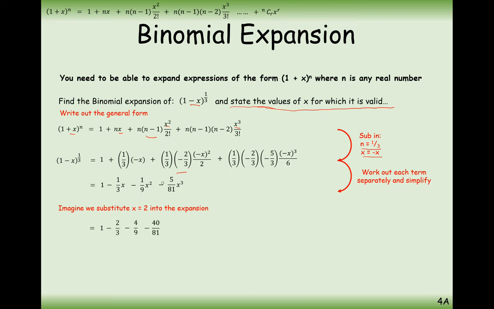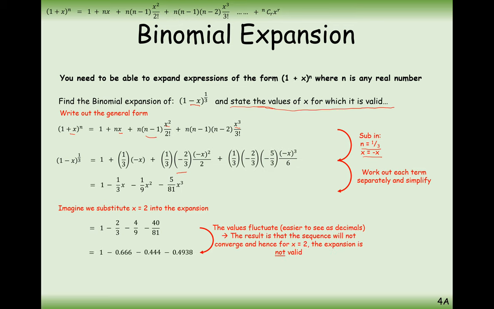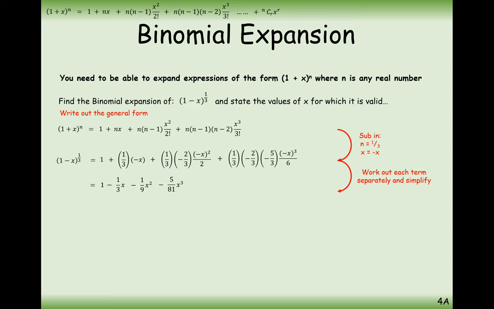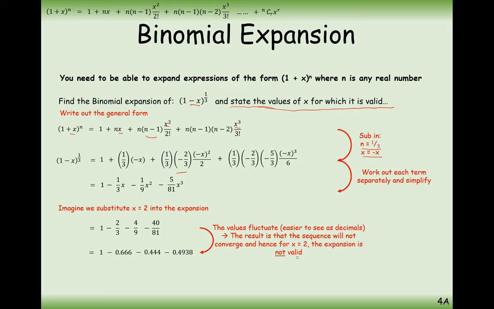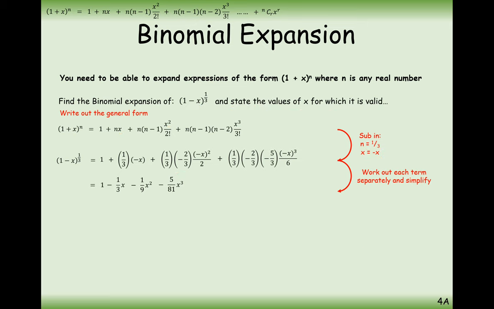it looks like this pattern of numbers here is going to continue up and up and up. And there's never going to be any point where it just starts to settle down. The higher powers of x are going to make the power of 2 increase exponentially. So we don't really want to be substituting in x equals 2. And when we substitute in x equals 2, the expression is not valid. We'll get a negative number there, in fact.